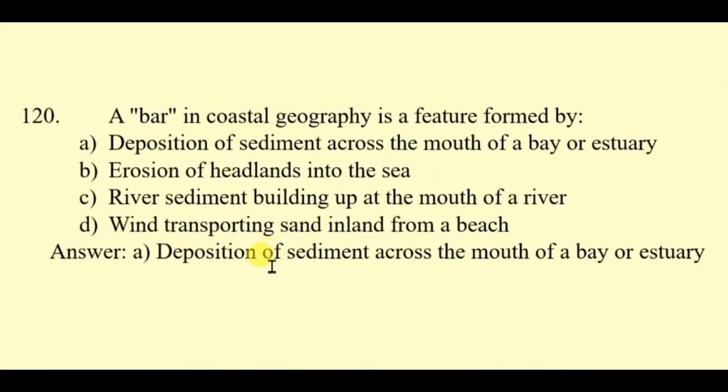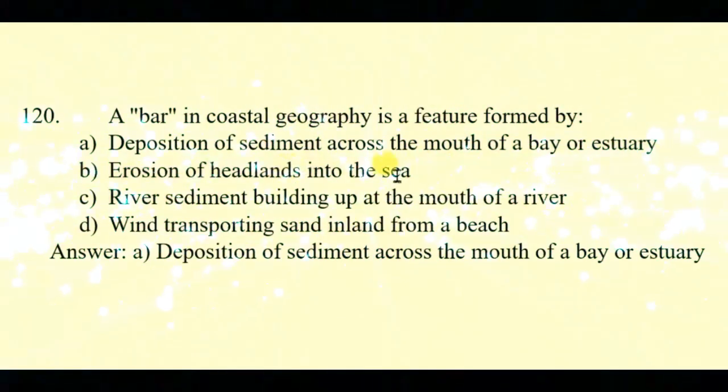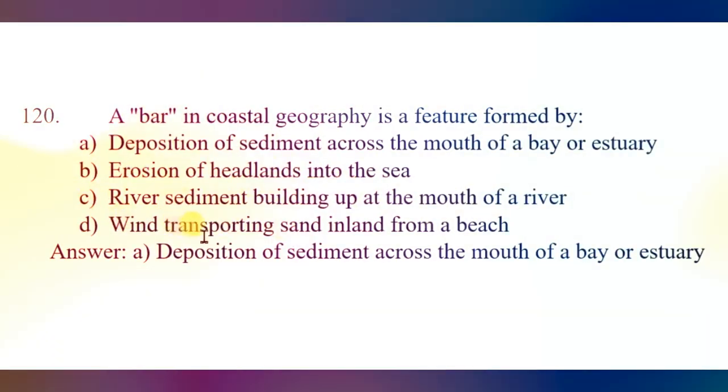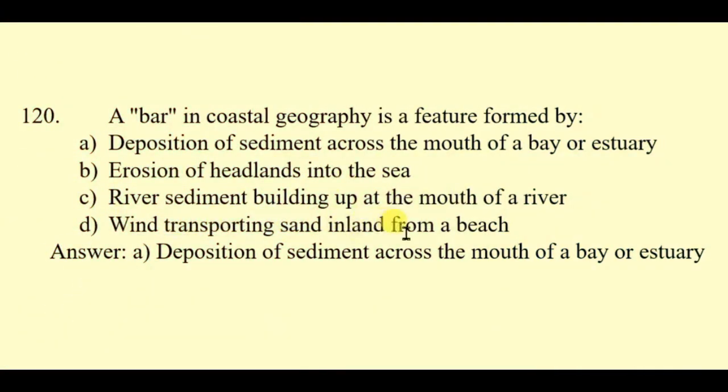Question 120. A bar in coastal geography is a feature formed by deposition of sediment across the mouth of a bay or estuary, erosion of headlands into the sea, river sediment building up at the mouth of a river, wind transporting sand inland from a beach. Here the correct answer will be deposition of sediment across the mouth of a bay or estuary. In other places, this bar cannot be seen.